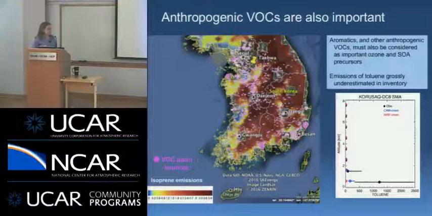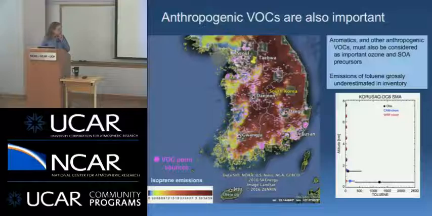Anthropogenic VOCs are also extremely important. These pink dots show the point sources throughout the country. There are some really big chemical plants near Seoul, and I think there are a lot of other sources as well. We looked at toluene. These are measurements from the PTRMS, and the models grossly underestimate that. The plane sampled toluene all over Seoul, or all over Korea, not just near these chemical plants. So that will be an important thing to fix in the emissions inventory, because that toluene can lead to very fast ozone production and is also an important SOA precursor.